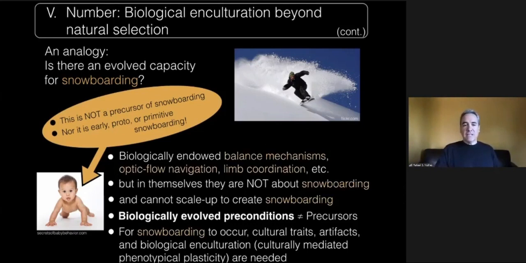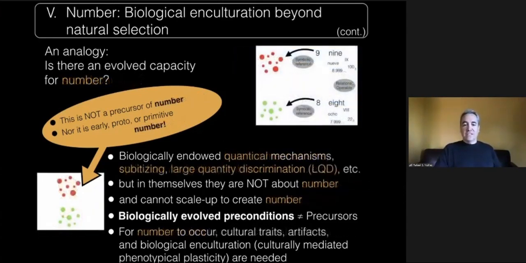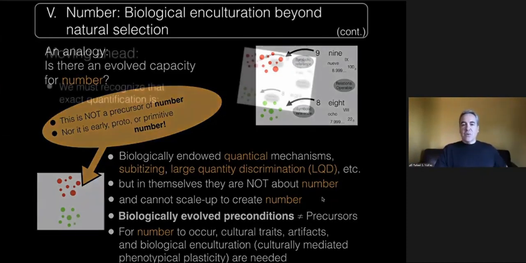So now we can replace snowboarding with number. All these terms that you see here, optic flow navigation and snowboarding, we replace them, let's say, with quantities, quantical cognition, subitizing, and so on. Yes, they're biologically endowed, but by themselves, they don't scale up to number or arithmetic. For that, you need cultural traits, artifacts, and biological enculturation, writing, and specific developments in language, and so on. So that's the analogy I wanted to put in there.